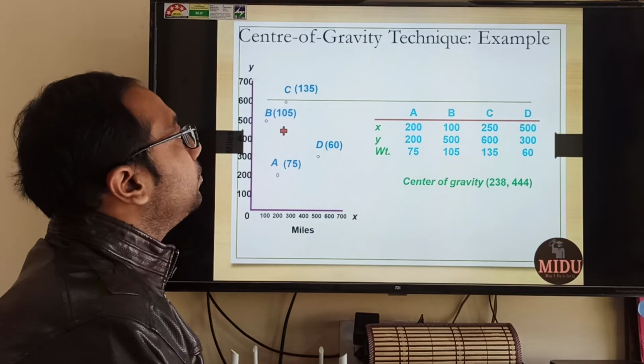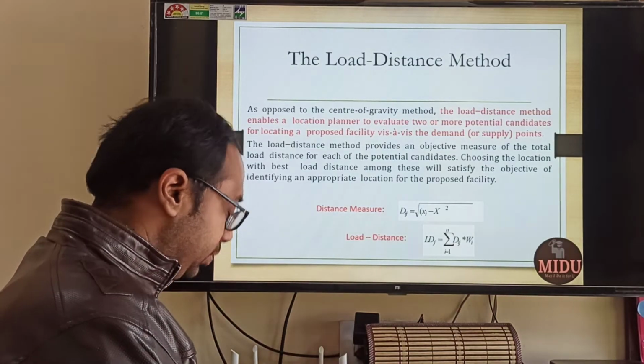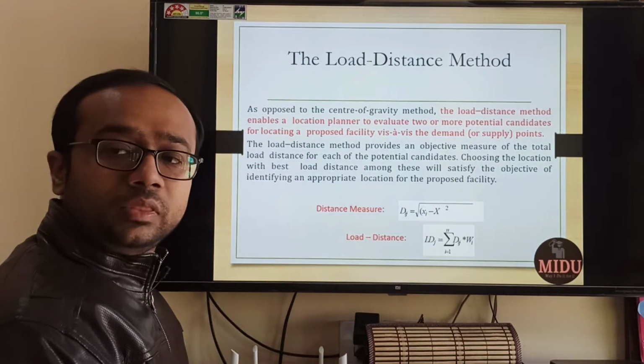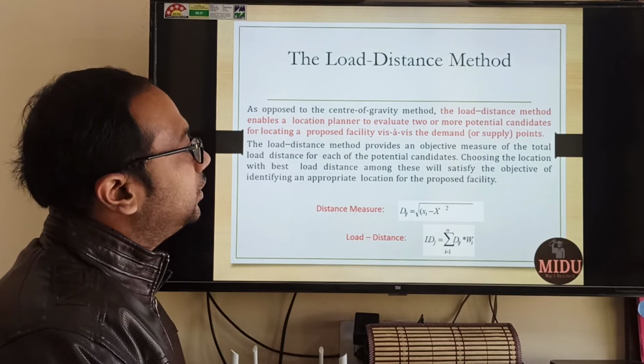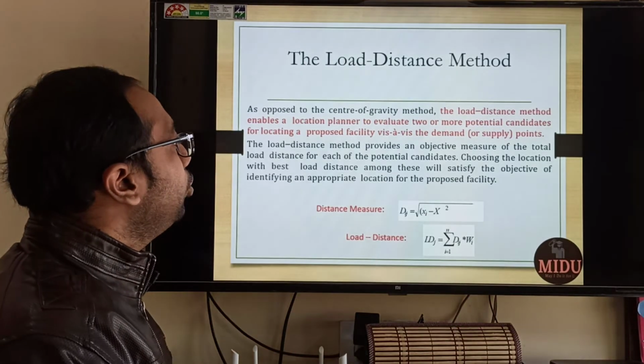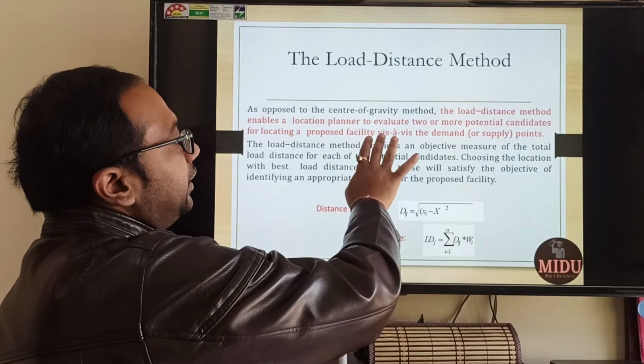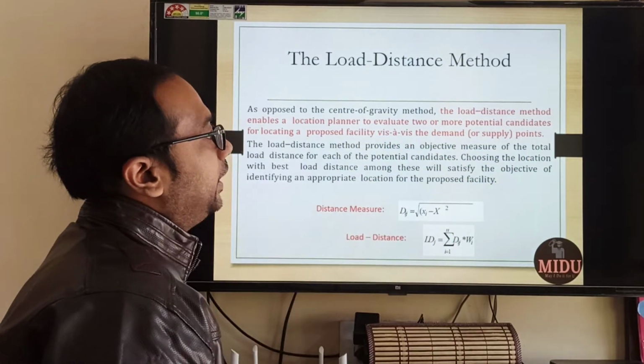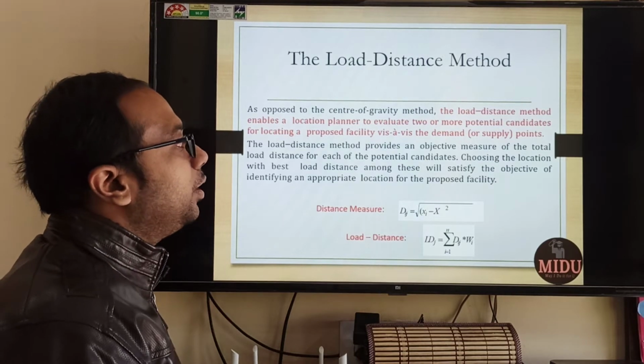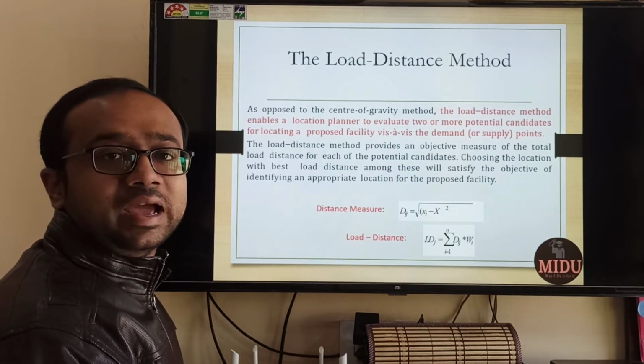Let us move to next method, my dear friends. Third method is known as load distance method. As opposed to center of gravity method, load distance method enables a location planner to evaluate two or more potential candidates for locating a proposed facility vis-a-vis demand or supply points. So vis-a-vis demand and supply points, we can evaluate two or more potential candidates in this method.